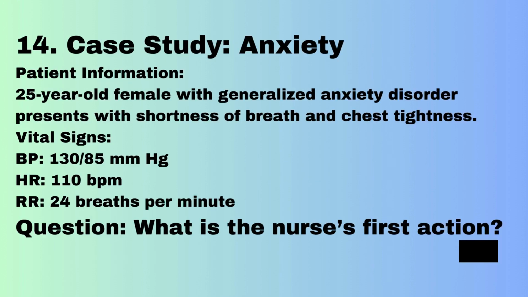Case study: anxiety. Patient information. 25-year-old female with generalized anxiety disorder presents with shortness of breath and chest tightness. Vital signs: BP 130/85 mmHg, HR 110 BPM, 24 breaths per minute. Question: what is the nurse's first action?